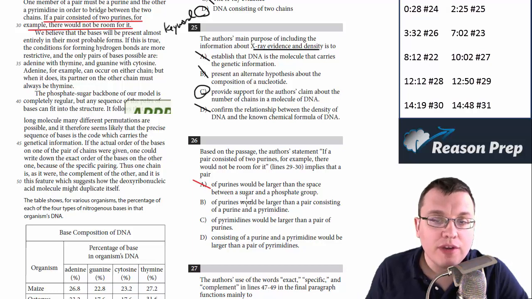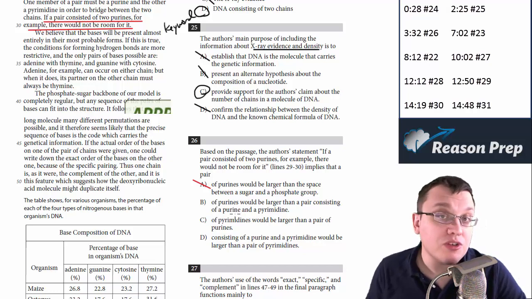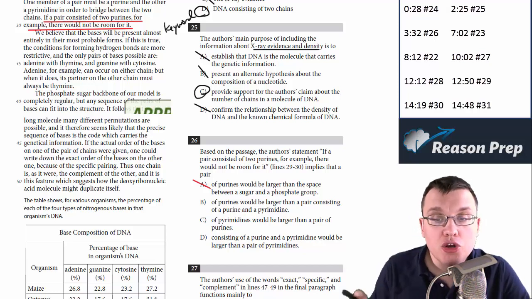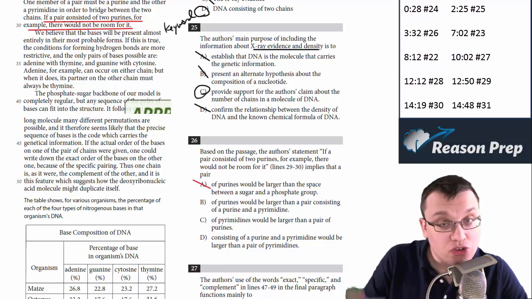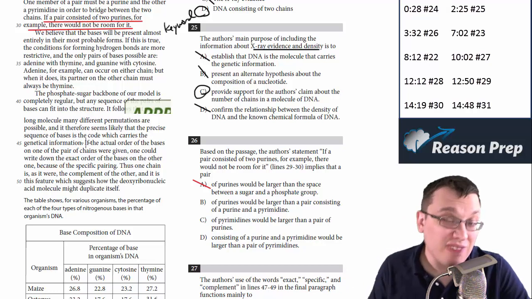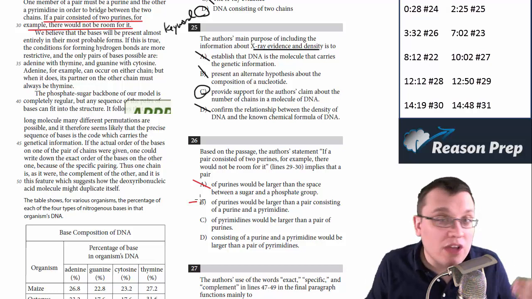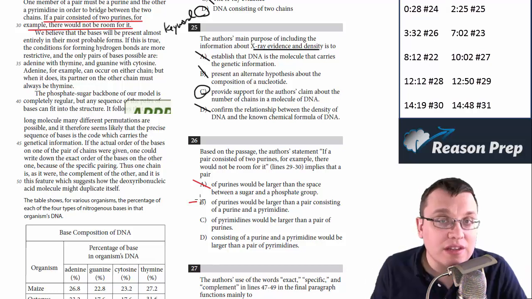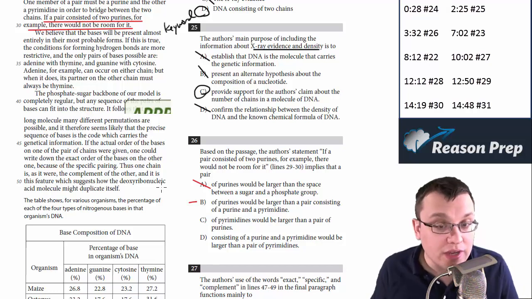B: implies that a pair of purines would be larger than a pair consisting of a purine and a pyrimidine. That seems reasonable, right? If there's not enough room for two purines, and a purine and a pyrimidine fits, that must mean the two purines must be bigger than the pyrimidine, right? So this is kind of an implication, but it's also kind of obvious. It's, as we'll talk about, one step beyond what's in the text. If the two purines are too big and the purine and pyrimidine fits just right, then the two purines are bigger than the purine and pyrimidine.